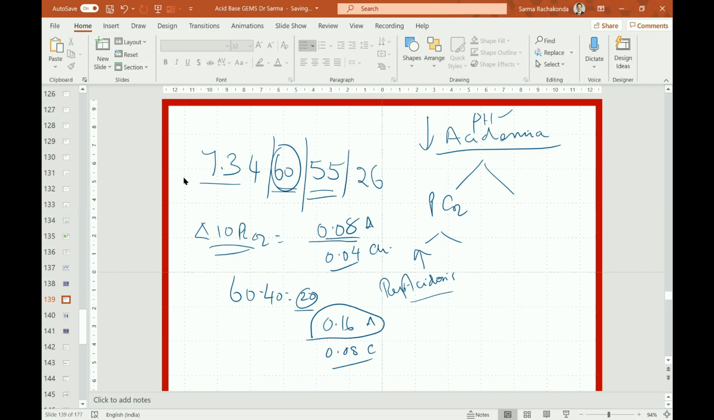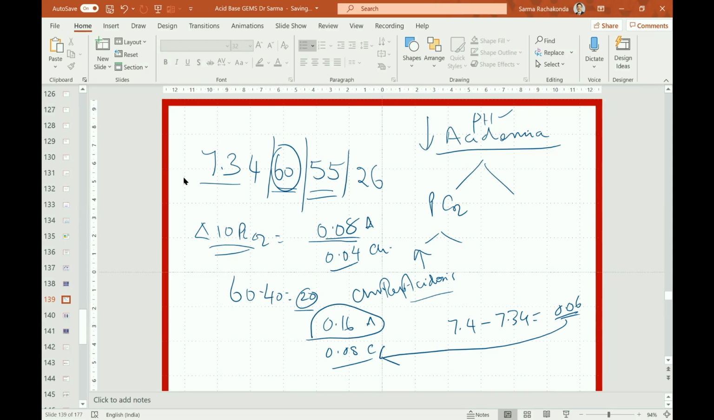What is the shift in the pH? 7.4 is the normal, 7.34 is the given pH, so 0.06, which is nearer to 0.08. So this is a case of chronic respiratory acidosis. Okay? This is not enough.